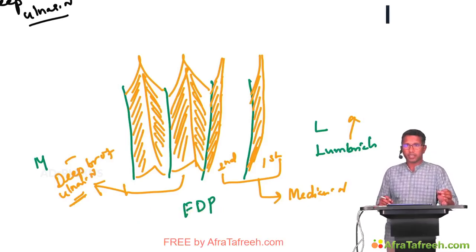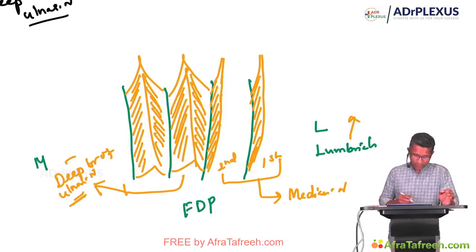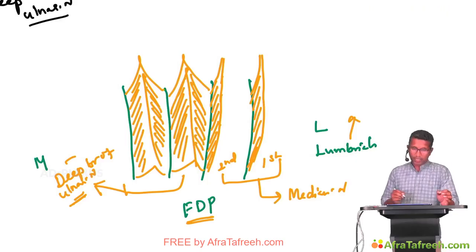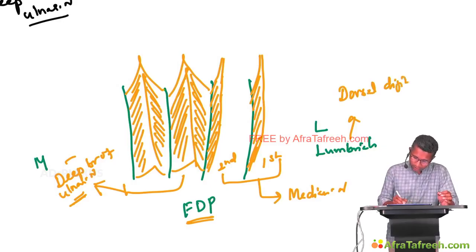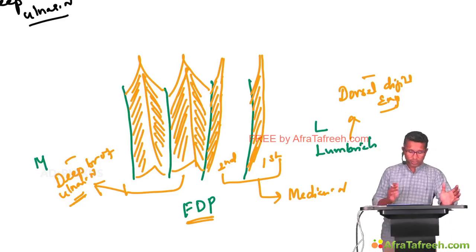Lumbricals are the distal wing tendon. So this is the origin, and they get inserted into the dorsal digital expansion, guys. Very good. So this is about the lumbricals.